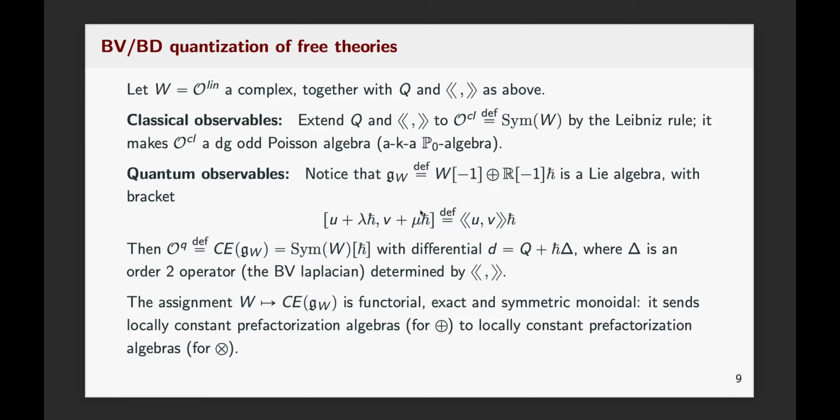And the point is that this assignment that associates to W the Schrödinger chains of g of W is functorial, it's exact, so it sends quasi-isomorphisms to quasi-isomorphisms, and it is symmetric monoidal. So it preserves free factorization algebras, and it sends locally constant things to locally constant things because it sends quasi-isomorphisms to quasi-isomorphisms. So we were having a locally constant prefactorization algebra on R, well, on not too little disks. And now we're having a locally constant prefactorization algebra with values in complexes, but now with a tensor product.